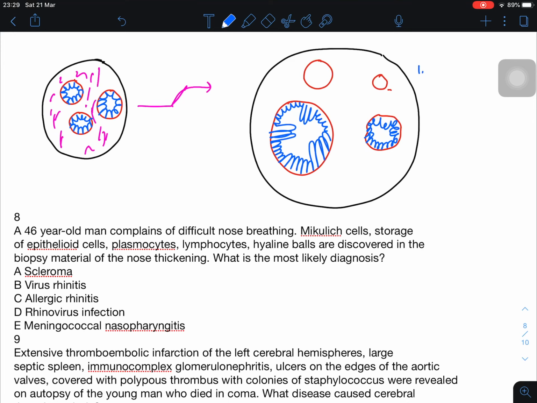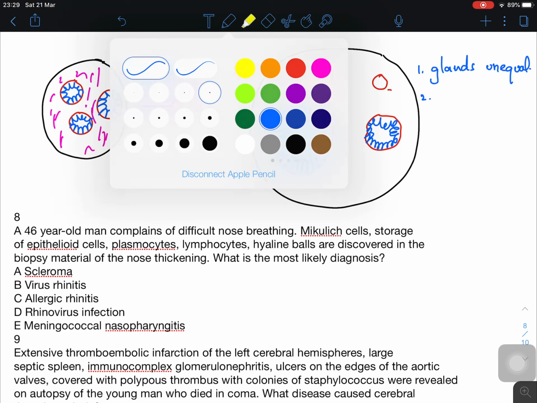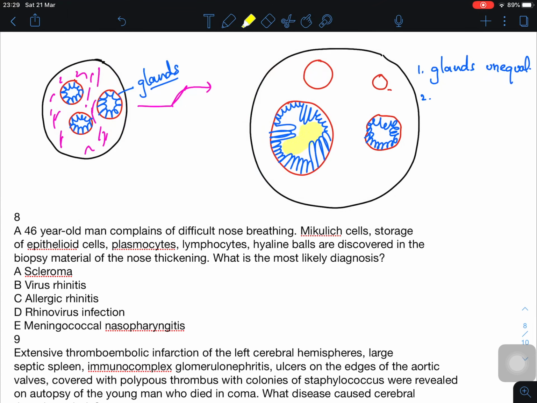So first thing, what is the change here? The first change which you have got is the glands. So these are called the glands. The glands are unequal in shape, right? Second thing, in the center of the glands, as you can see here, let me highlight this. This yellow colored thing which I'm on, this is the cavity of the gland, right? See, the cavity of the gland has been dilated like a cyst. So I can call it cystic dilation of the cavity.